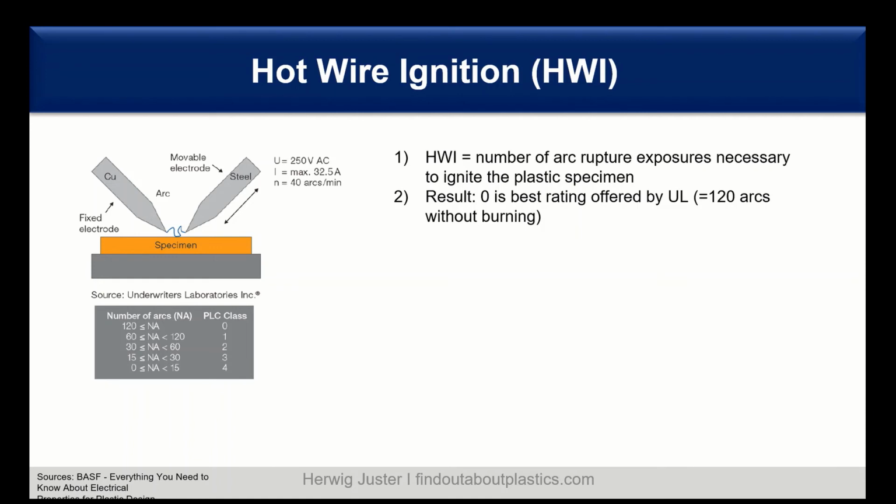Here again 0 is the best rating, which is offered by the UL, so this is the Underwriters Laboratories test, and 0 means 120 arcs without burning. So you can see that here in the table 120 is 0, and when it is just 15 or below 15 we have 4. So in the other we have till 5, and in the hot wire ignition we have till 4.